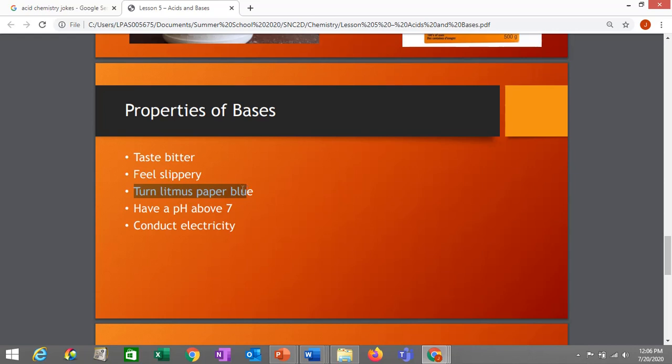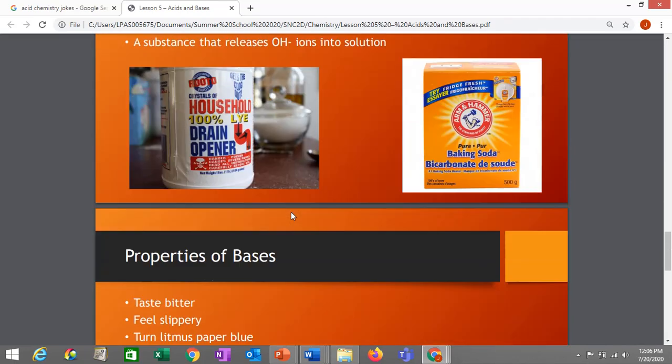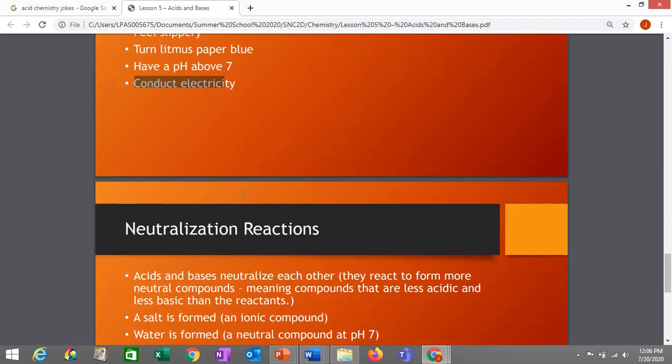They turn litmus paper blue. They have a pH above 7, so between 7 and 14 is usually as high as we go. And again, because they release charged particles into solution, they can also conduct electricity.